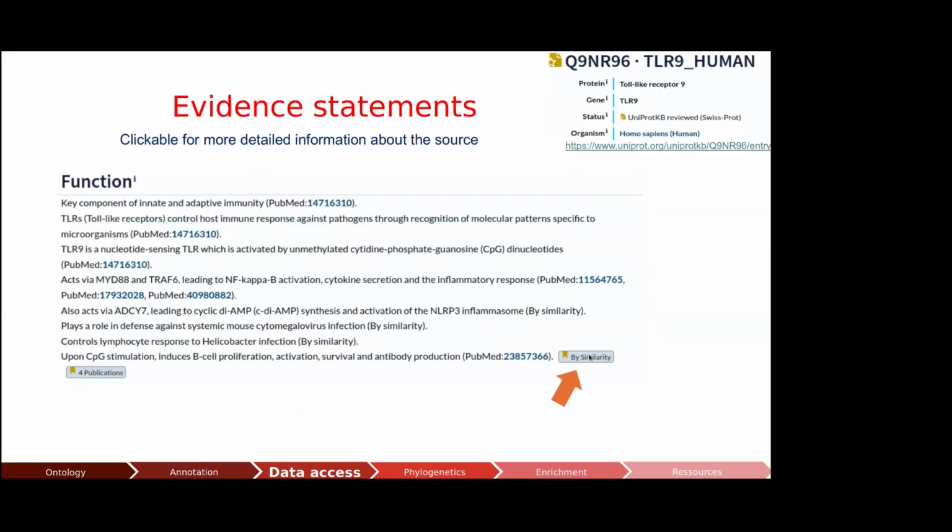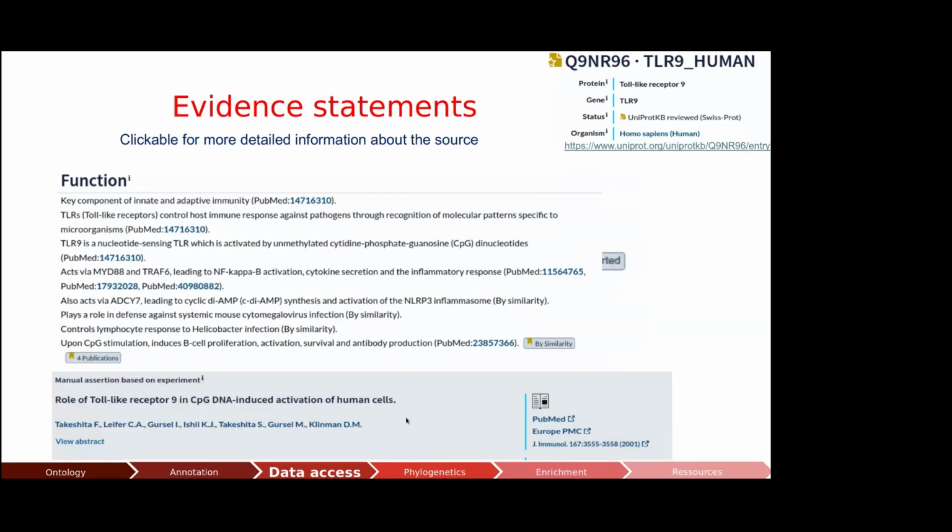These evidence statements or evidence tags are clickable. So for example, if I click on this by similarity tag here, I can see a link to the entry from which this annotation was inferred. Or alternatively, if I click on this one for publications, I get the list of publications from which these sentences come or were abstracted from, with the possibility to open the abstract right here in line without having to navigate away. There are also links to the publisher website and to PubMed, among others.